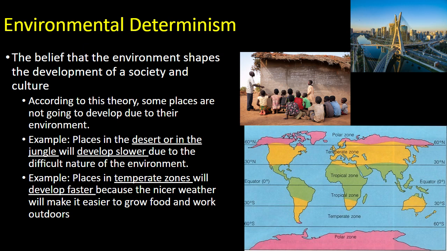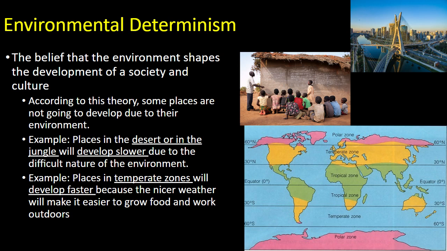This is an old theory that was used to explain why the Europeans were so advanced and why America became so advanced. It was because of our climate. We had a nice climate. It allowed us to work outside longer, for us to develop things faster. Compare that to the places that are in the tropical zone, like you see on this map. In the tropics, you'll find rainforests and you'll find deserts.